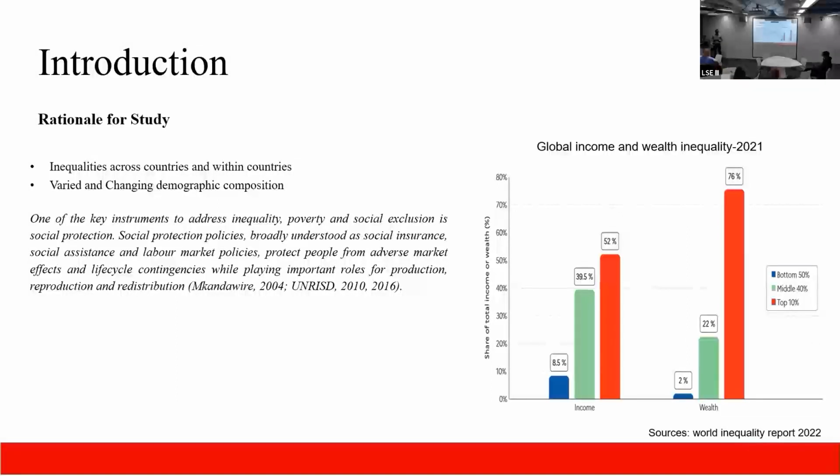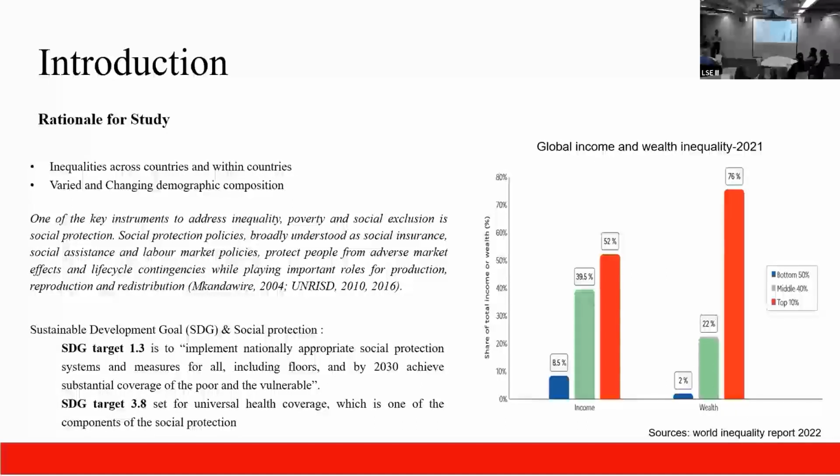Social protection has various components, and it's broadly understood as social insurance, sometimes social assistance, and labor market policies. All these comprise social protection, and it plays a very vital role in protecting people from adverse market effects and life cycle contingencies. So it has a very important role in bringing equality in society, and that's the reason why social protection has been included in the Sustainable Development Goals.